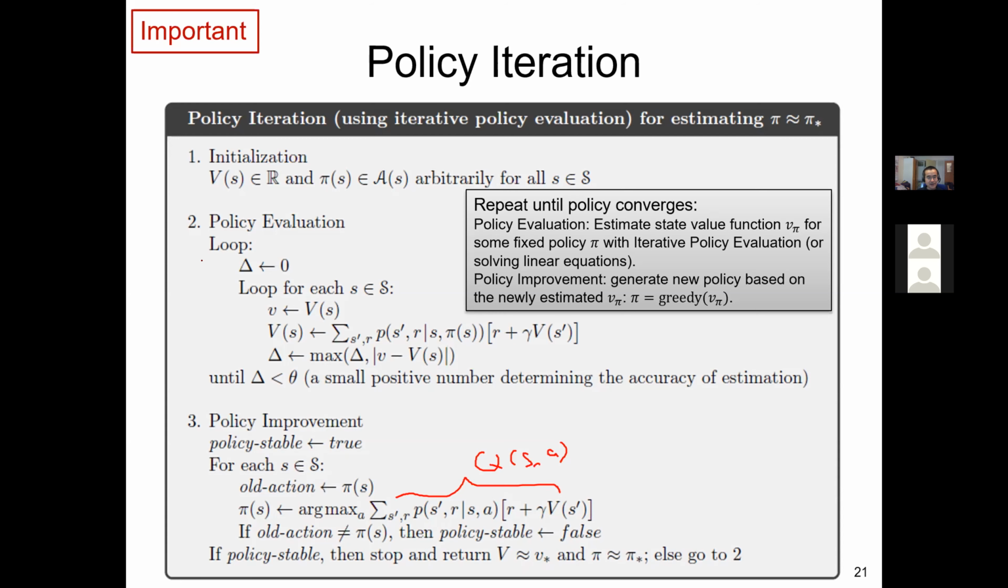So you run policy evaluation until convergence to evaluate the value function for a specific policy, and then you improve the policy by one step. Then you go back and evaluate the new policy until convergence, and then you improve the policy. Here I use the shorthand greedy(V_pi) for this equation here.